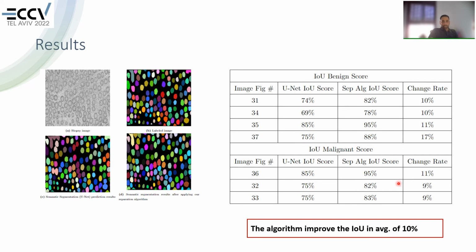Our method was applied to 402 crypt objects from 7 different biopsy images. 3 images are of malignant tissue containing 81 crypt objects, and 4 images are from benign tissue containing 324 crypt objects. The proposed algorithm improved the intersection over union score by 10%. This improvement was noted in both cases, malignant and benign biopsy.